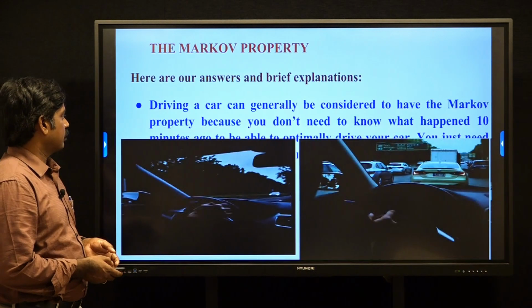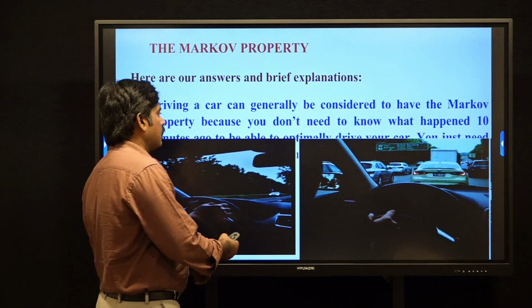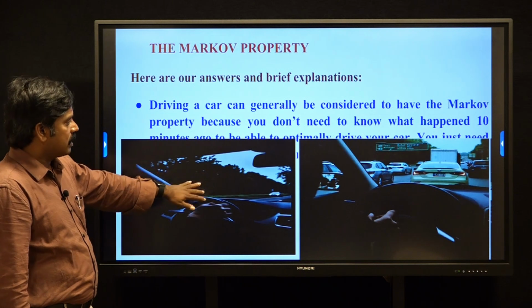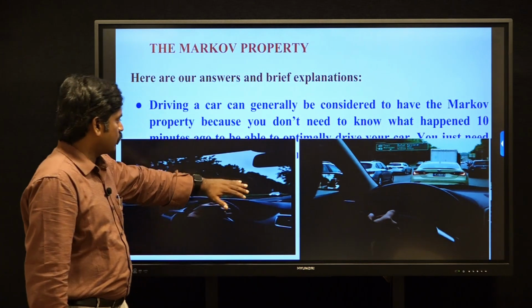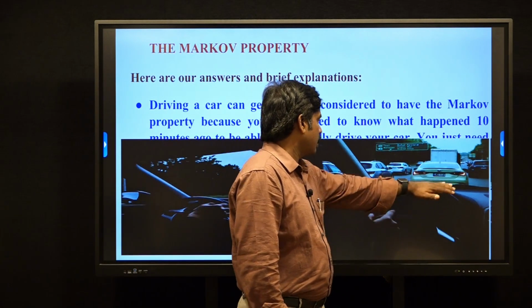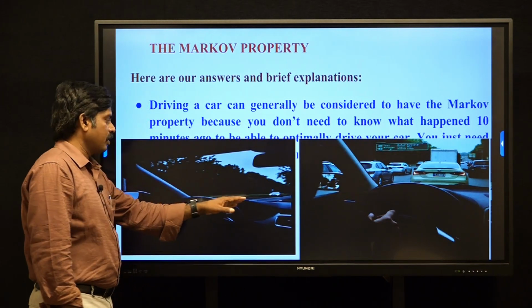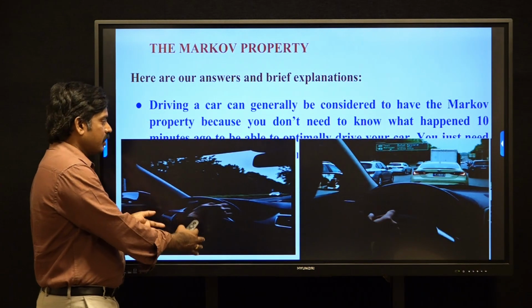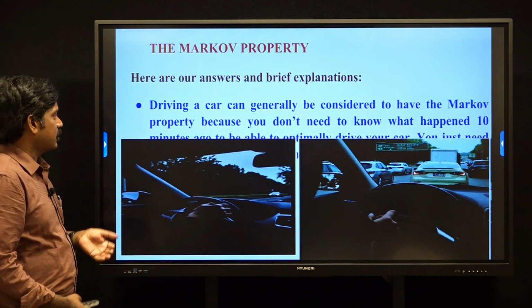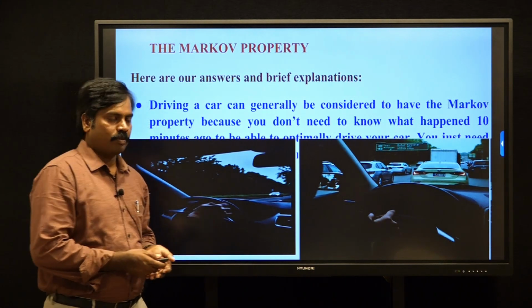The first one is driving a car. Generally, in driving a car we consider only the current situation of the surroundings. Here the road is empty, and based on this current situation we act. Here there is some traffic, and we act based on the current situation. Here the traffic is free. So car driving considers only current state information; it depends on current state information to take the actions. So driving a car satisfies the Markov property.